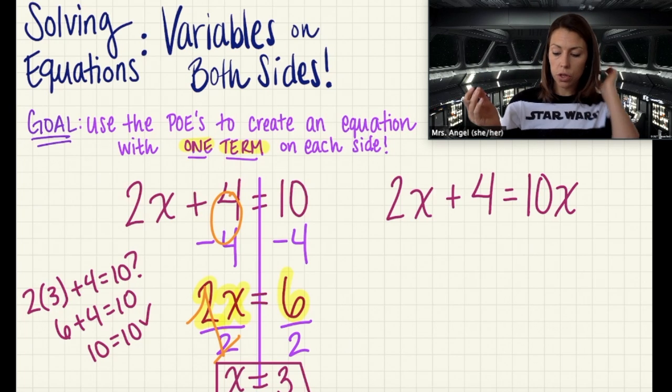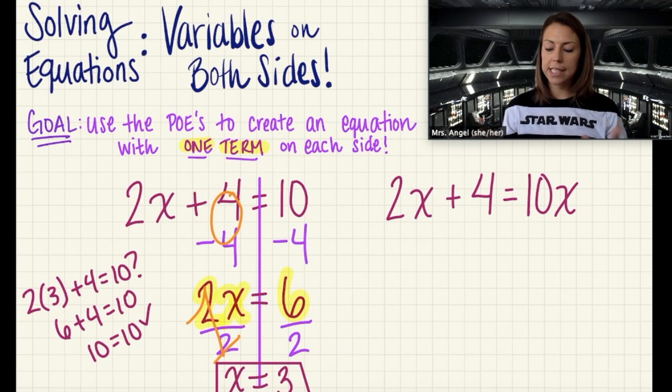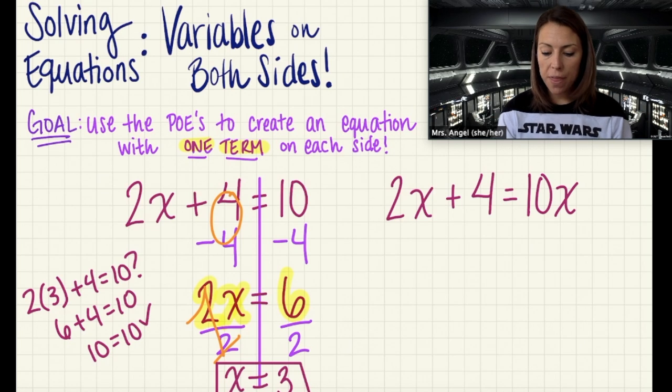This equation looks almost identical. The problem here is that we have 2x plus 4, but on the other side of the equation, we have 10x and not 10. So let's see what changes when we solve this.